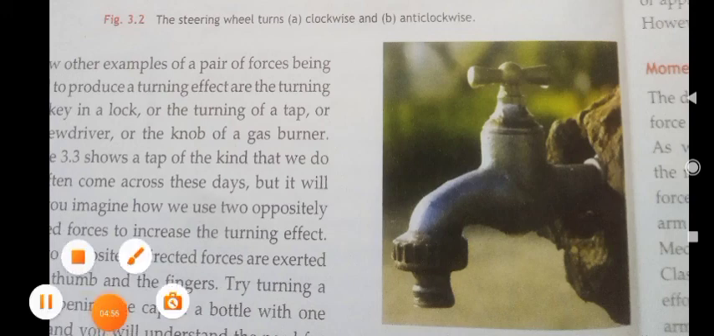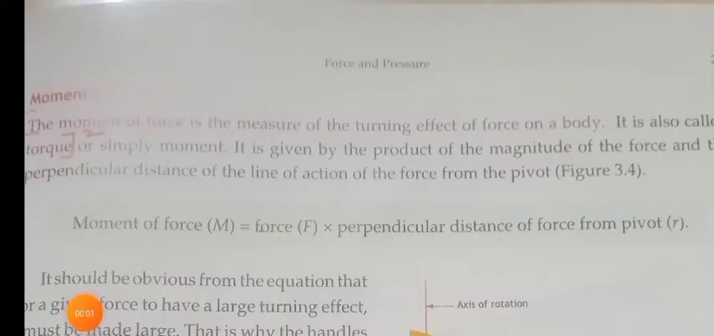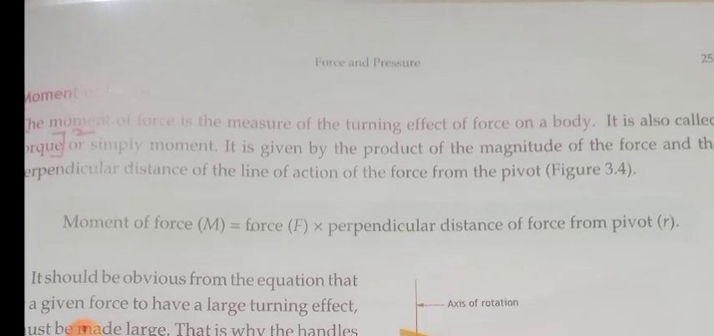Yes. The next topic is moment of force. Moment of force is the measure of the turning effect of force on a body. The turning effect of a force on a body is called what? Moment of a force. It is also called torque.